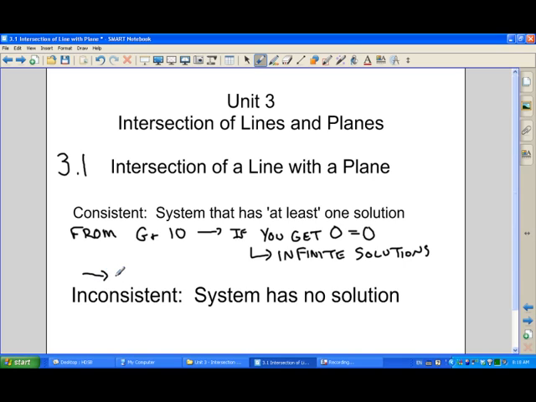On the other hand, if you get a solution like any number equals 0, so 5 equals 0, negative 7 equals 0, this is math's way of telling you that what you're looking at is false, and there are no points of intersection. So two things to keep in mind as we start working on this.